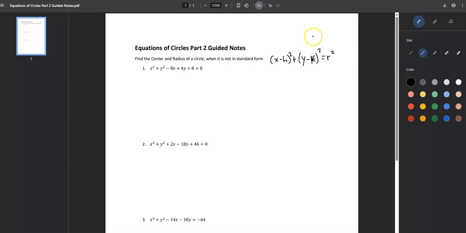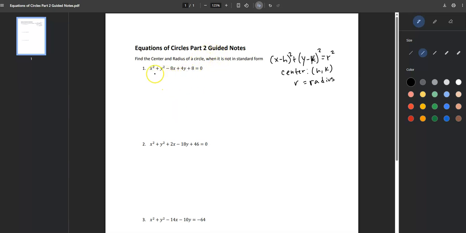So we want it to be in that form if we can, because remember, the center is (h, k) and r is my radius. If I look at this, it is not in that standard form, but it is an equation of a circle because I have an x squared and a y squared. Whenever you have x squared and y squared, you know you've got an equation of a circle if you graphed it.